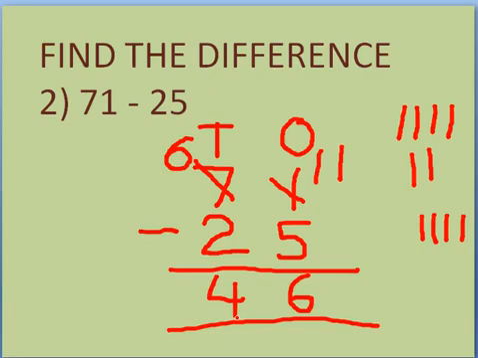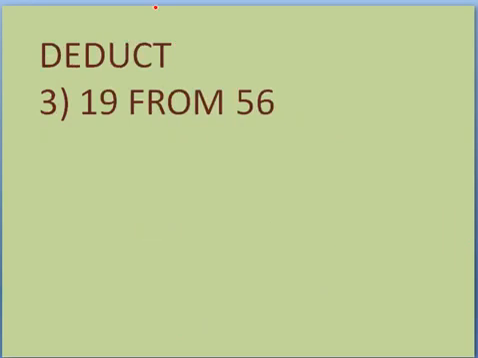Let us see one more question, then it will be clear to you how to do subtraction with borrowing. What to do when, in subtraction, the number above is smaller than the number below? Then you have to borrow. Now you can see this one also. Deduct 19 from 56. Now this word deduct also means the same, you have to subtract. So deduct 19 from 56 means you have to subtract 19 from 56.